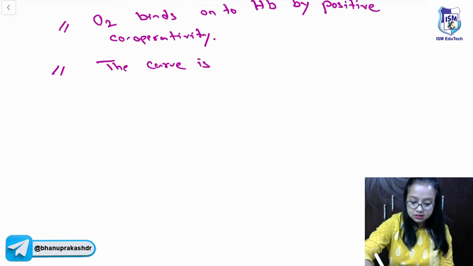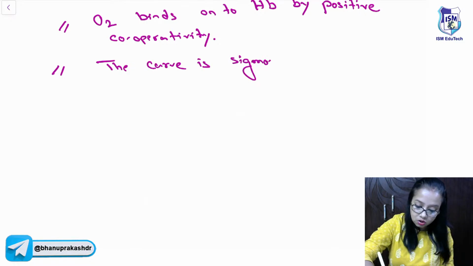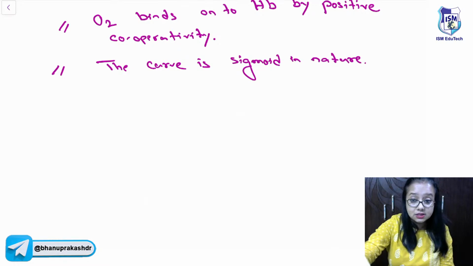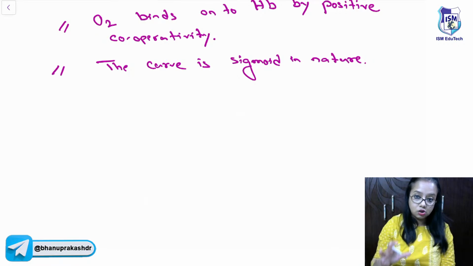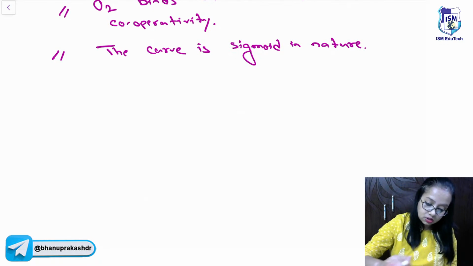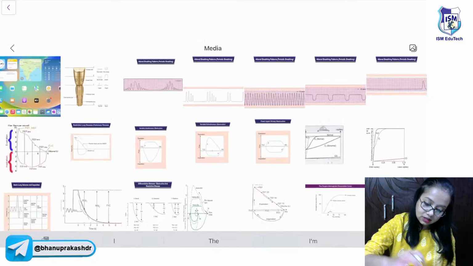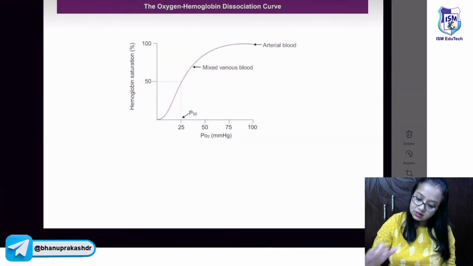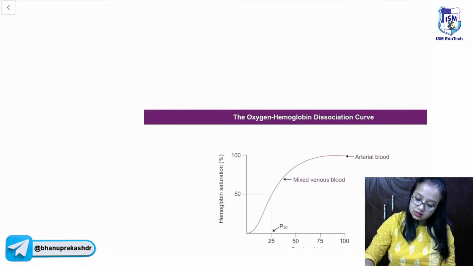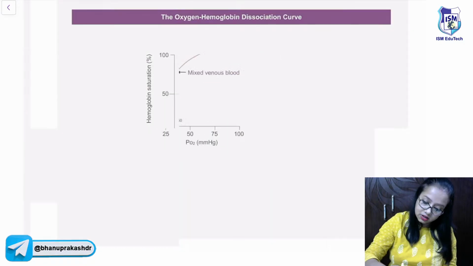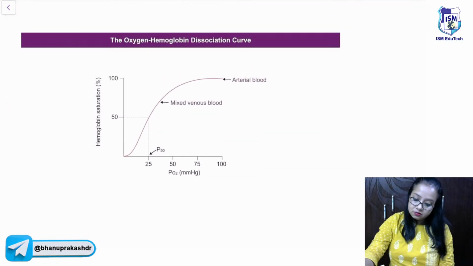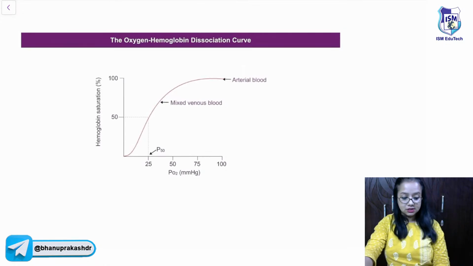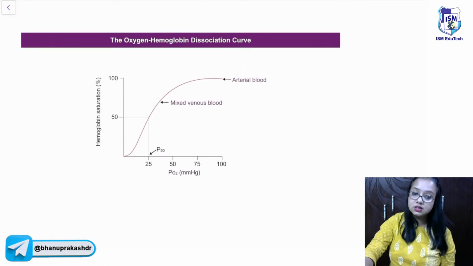And the binding of this oxygen to hemoglobin, if it is depicted in a curve, the curve is sigmoid in nature, and the sigmoid curve has got its own significance, its own importance. So, what is the sigmoid curve and its parts, and what is the importance of the sigmoid curve? The sigmoid curve, which we famously call the oxygen hemoglobin dissociation curve.